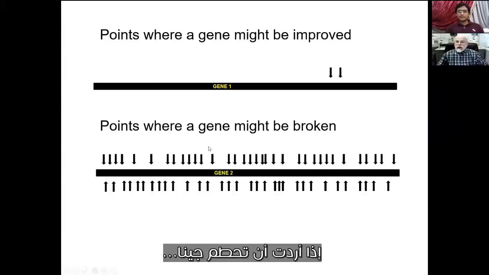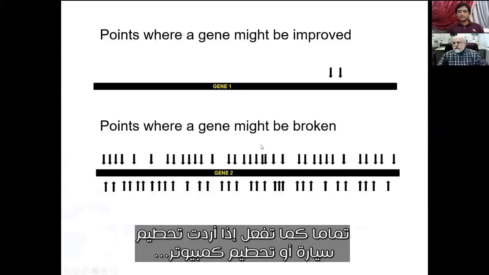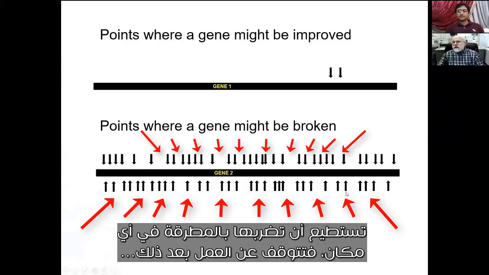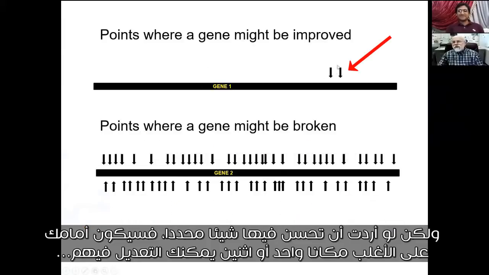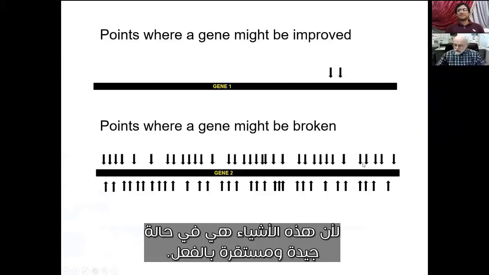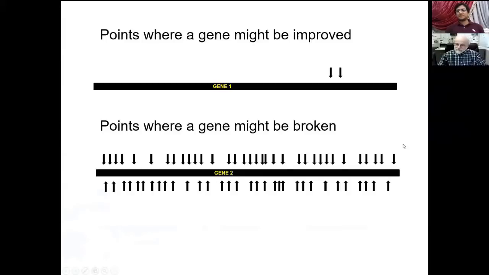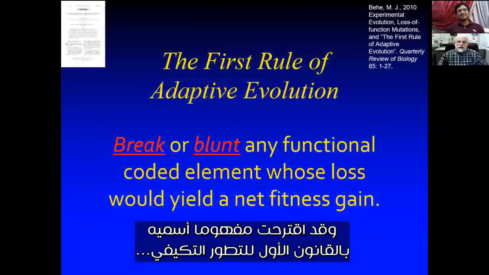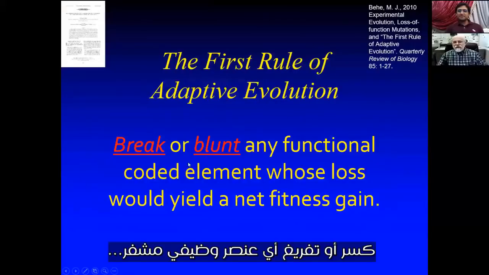If you wanted to break a gene, just like if you want to break a car or break a computer, there's any number of places that you can hit it with a hammer and it won't work anymore. But if you want to improve something, there's usually only one or two places where you can, because these things are in pretty good shape already.